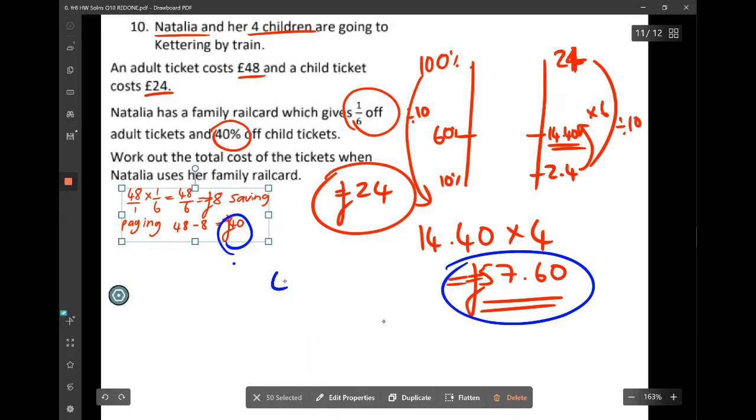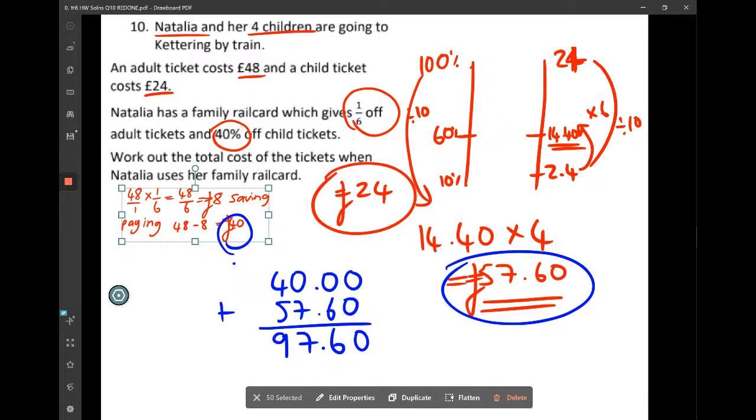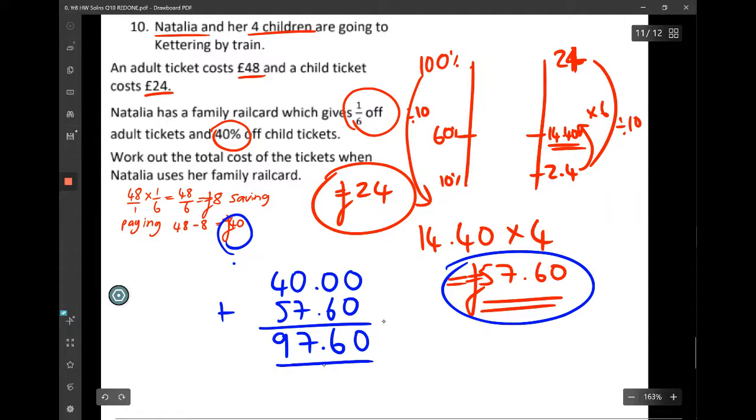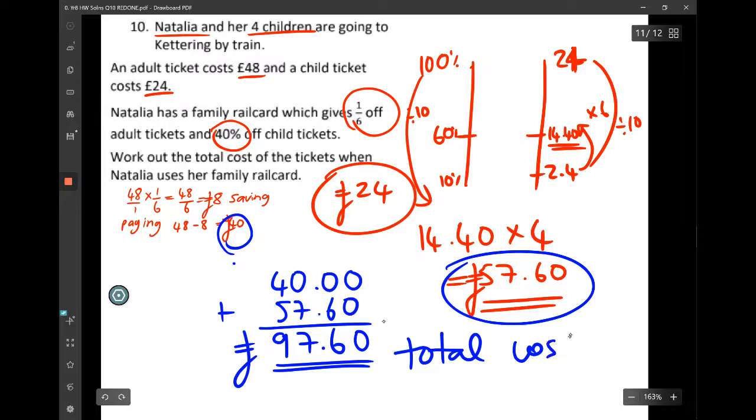So £40 plus £57.60. It's going to be £97.60, and that is what she is paying in total. There are lots of different ways to do this, so as long as you got that answer, you're probably fine with your method.